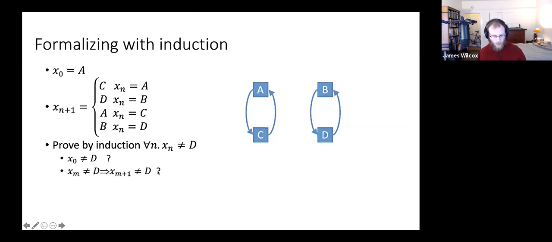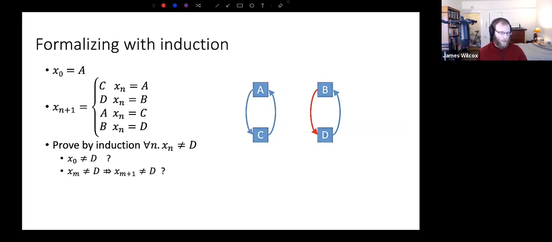So let's look at what's called a counterexample to induction. I highlight this arrow in red, and what this means is that, let me get my pointer back here. So when we're in some state, all we know about xm is that it's not D.